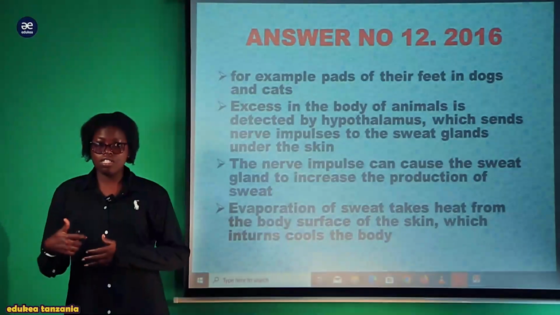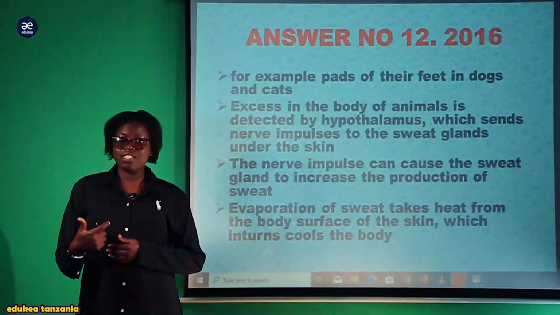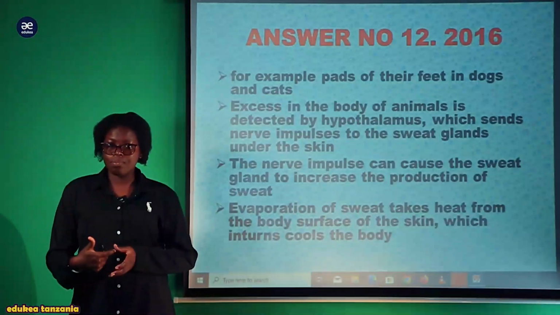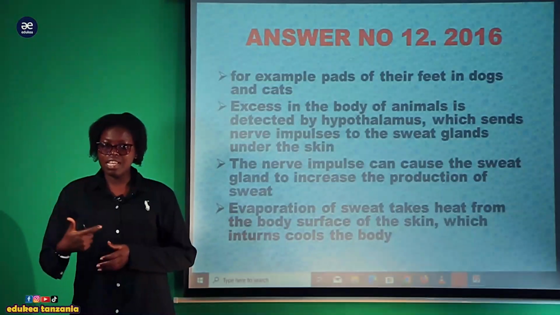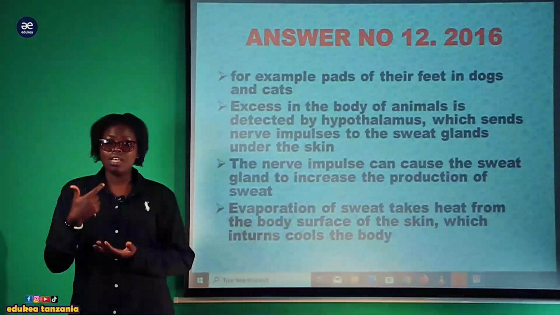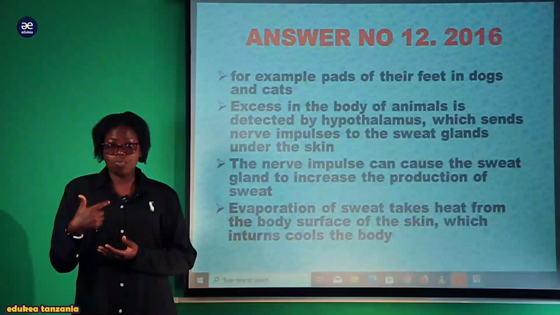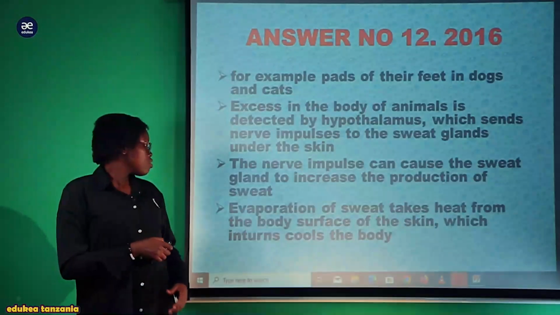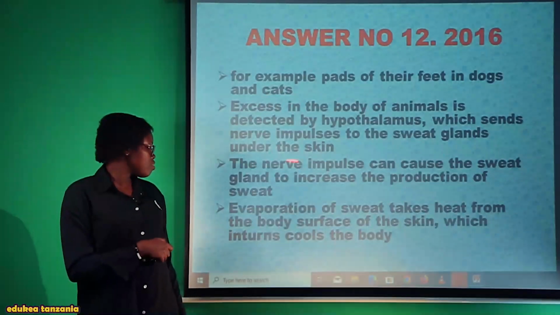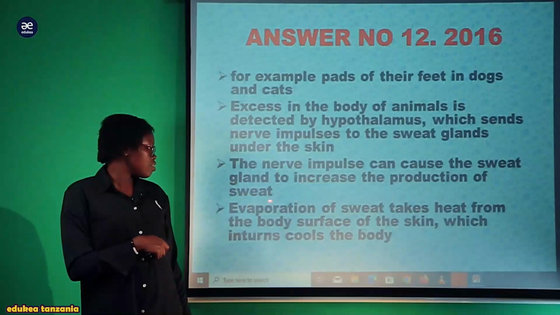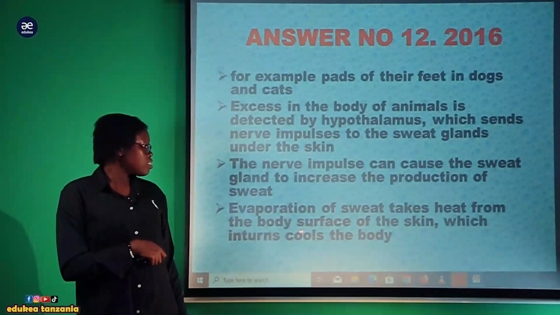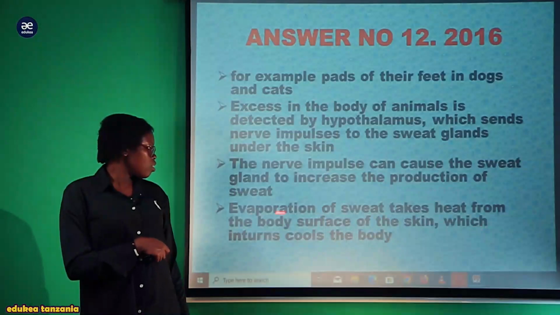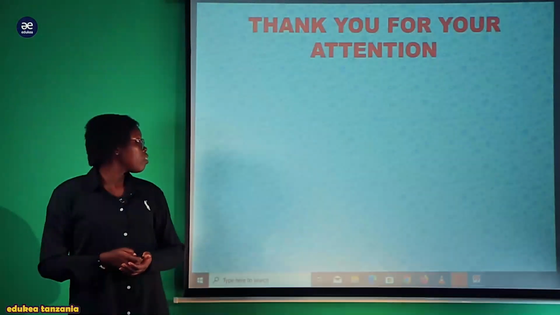This is a nervous coordinated response, ambapo hypothalamus after detection of the increase of the external temperature intend to send the impulses to these sweat glands kwa ajili which are found within the skin kwa ajili ya kuweza produce sweat for cooling the body. So the nerve impulses cause the sweat glands to increase the production of sweat. Evaporation of sweat takes heat from the body surface of the skin, which in turn cools the body.